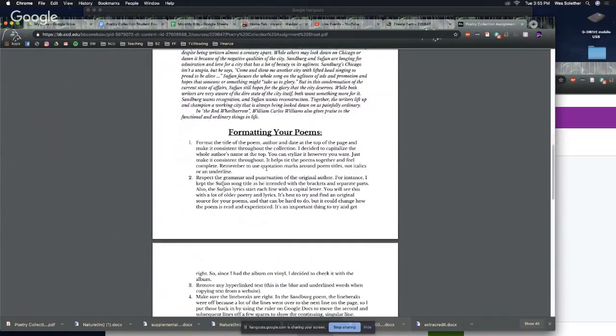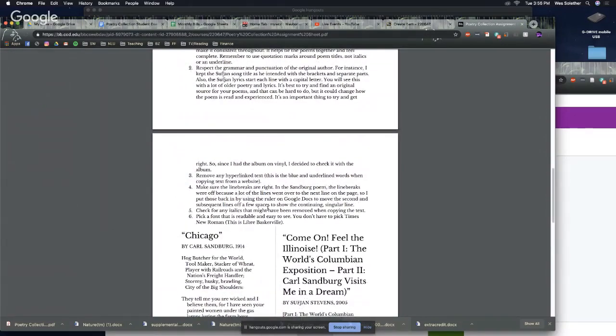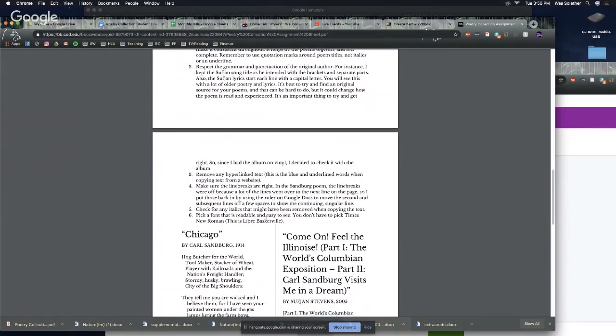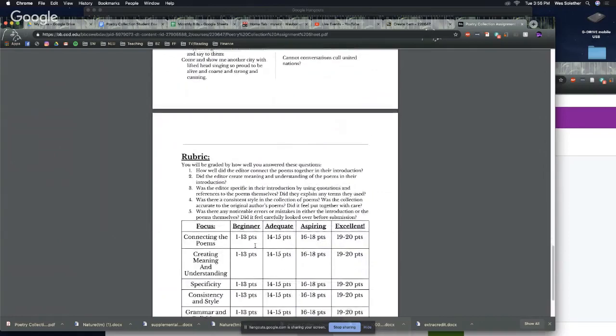Make sure the title, the author, and the date are included. And if the date's not there, that's fine. But make sure that stuff is consistent throughout. So make sure that your font is the same, unless you're doing it stylistically for some reason, and we'll see an example of that. Make sure grammar and punctuation stays the same, that the author intended that. Make a font that's readable, etc. You can read through this.